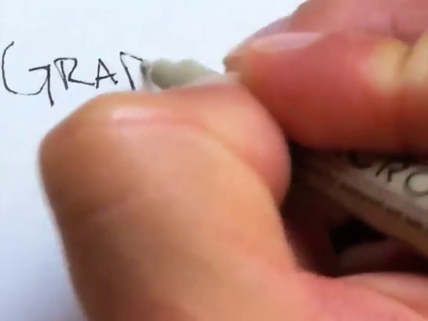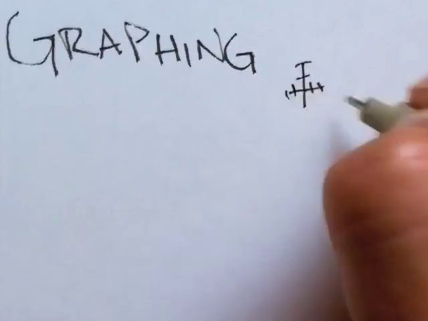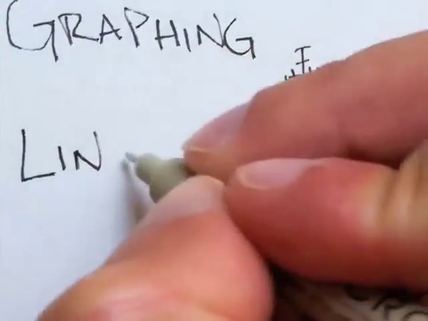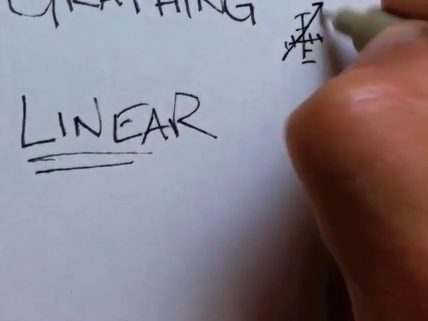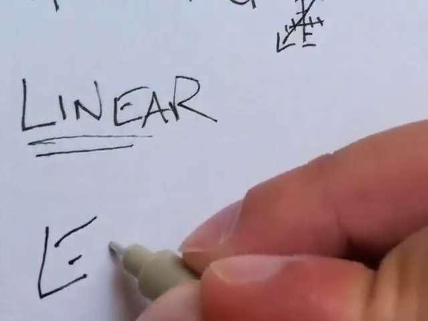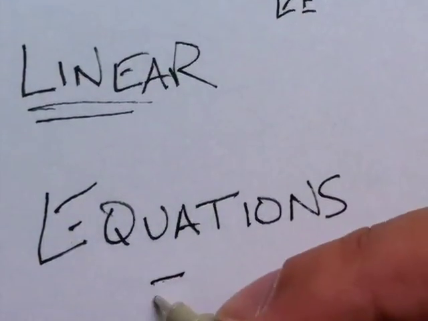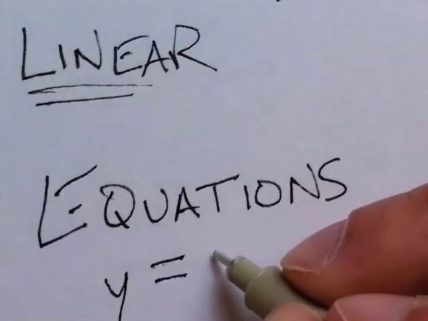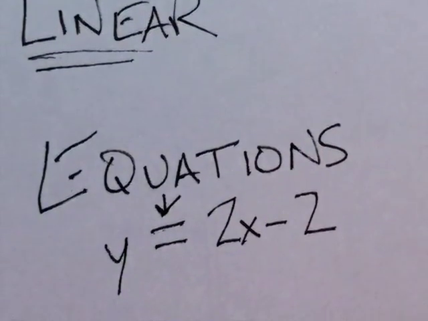Alright, so let's write the title of today's work, which is graphing. You can draw a little graph. Linear. And we want to focus on the root line there. So this is what it's going to look like on our graph. And then equations, which means that we're going to set these two expressions equal to each other. So that will be the first example.